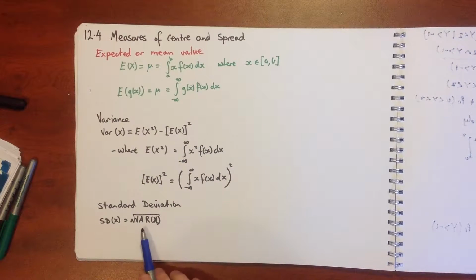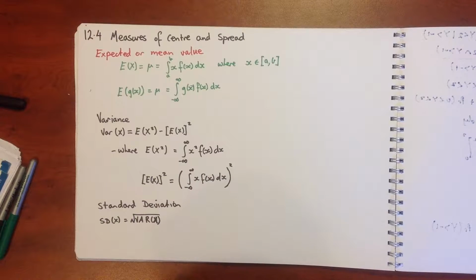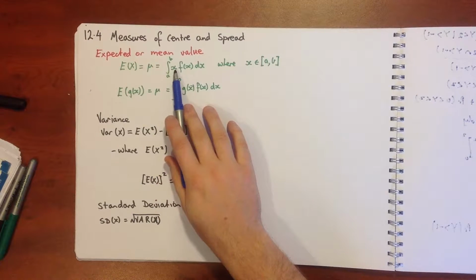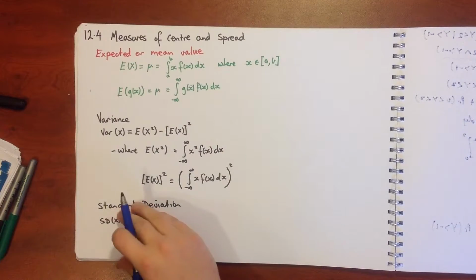And of course our standard deviation is just the square root of whatever our answer is for our variance. So that's nothing too new. It's just the idea of how we find them using our integrals. But honestly, it's very, very straightforward, just multiplying by x and x squared before taking our integral.